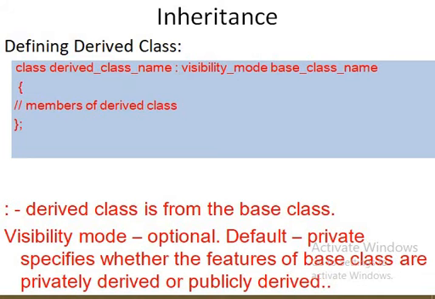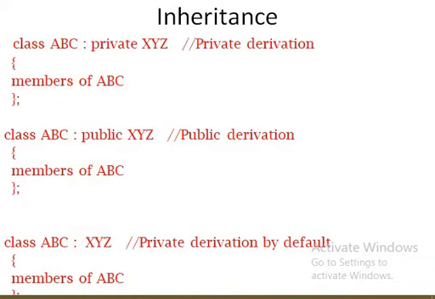We know the visibility mode or visibility labels. There are 3 kinds of visibility labels. They are private, public, and protected. Here is the example of private derivation and public derivation. If we specify private, it means the subclass XYZ derives the base class's property, that is class ABC's property, in private mode. If we specify public, it means the class XYZ derives the components of ABC in public mode.